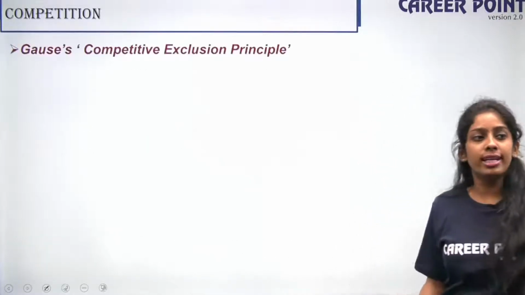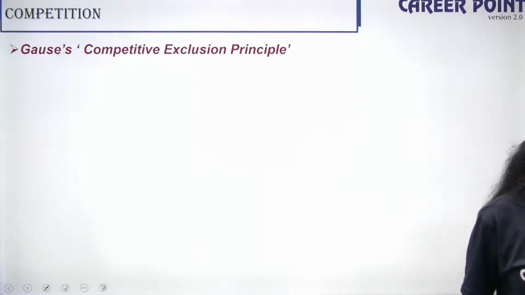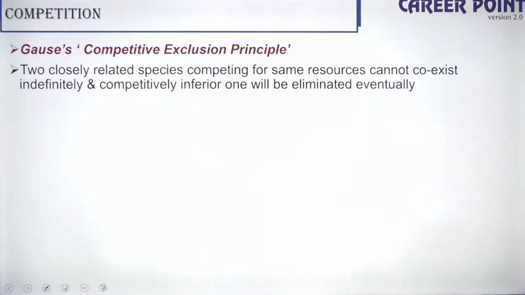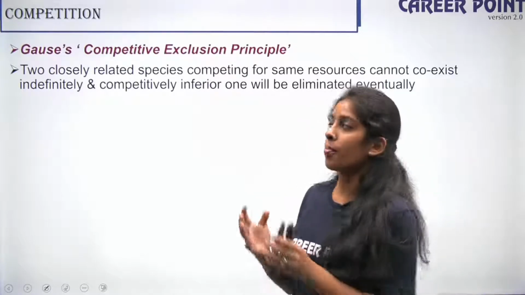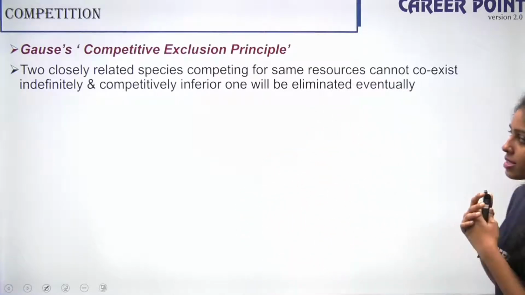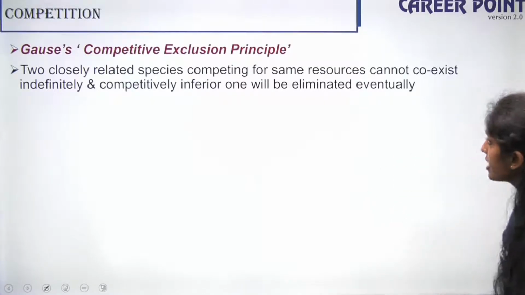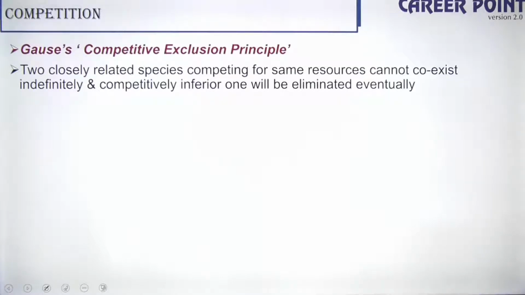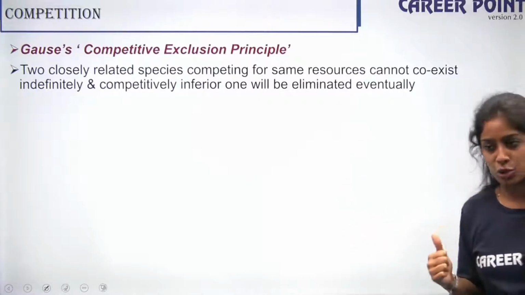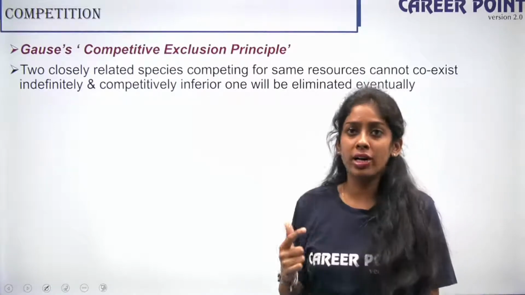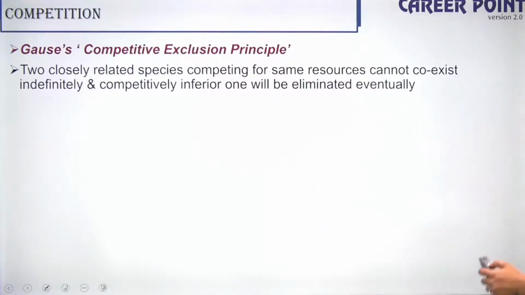So last but not the least, under competition interaction, we spoke about Gause's competitive exclusion principle. Two closely related species competing for the same resources cannot coexist indefinitely. For example, take a lion and a tiger competing for the deer population. The competitively inferior one will eventually be eliminated. Whichever has more capability in hunting will eventually survive, and the other population will gradually die down, right? So that is what I mean here.